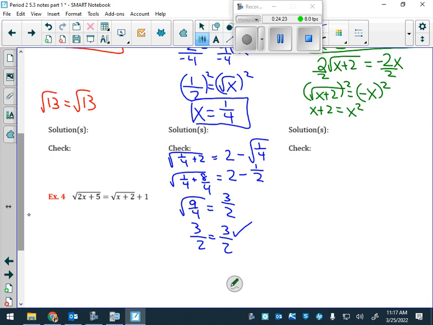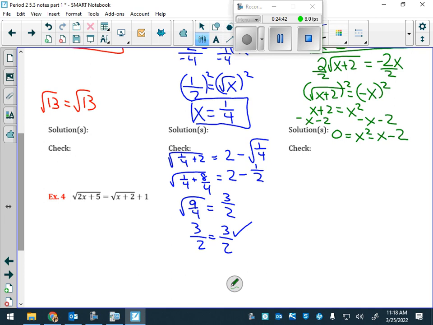You want to get everything to one side, right? Okay? You want to keep this x squared positive. It just makes things a little bit easier. So subtract x, subtract 2 from both sides. So you have 0 equals x squared minus x minus 2.